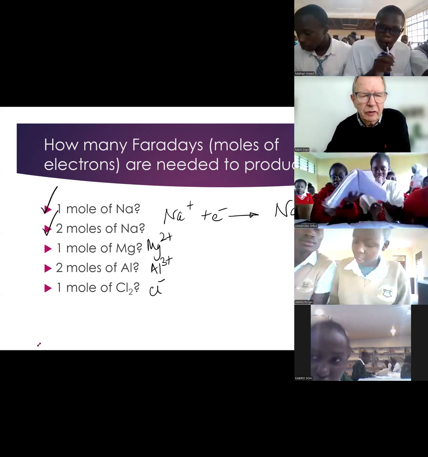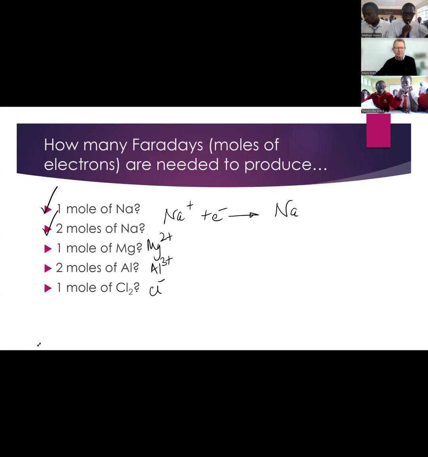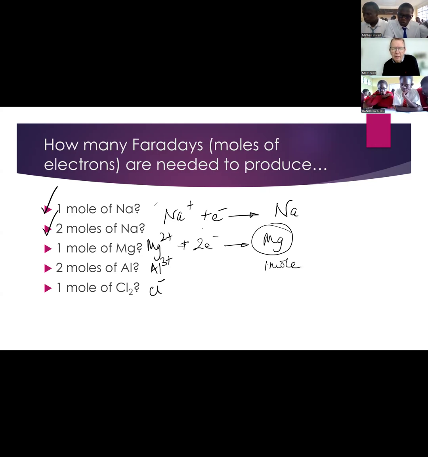So let's have a look at them. Very good. Okay, 1 mole of Mg is easy because Mg2 plus must add 2 electrons to make Mg. So all we're looking for is, I want 1 mole of this, how many moles of electrons is that? That must be 2. So 2 moles of electrons give 1 mole of Mg.